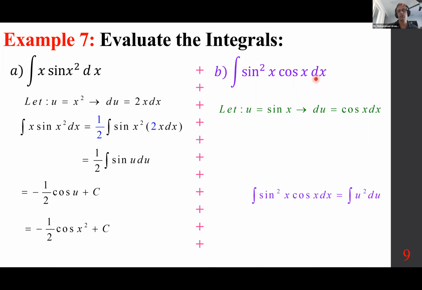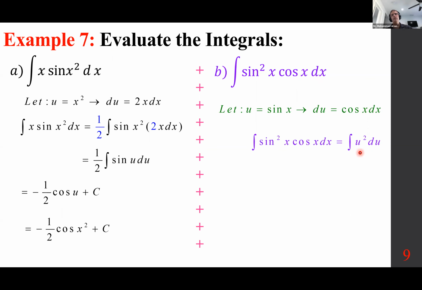So simply rewrite this as the integral of u squared du, which becomes, by the power rule, 1/3 u cubed and a constant, and u is sine x. The answer is 1/3 sine cubed x plus a constant.